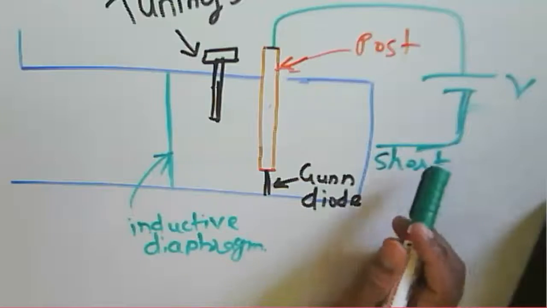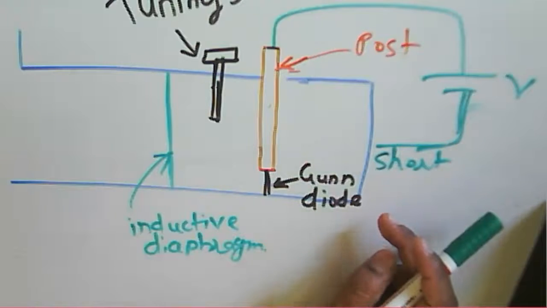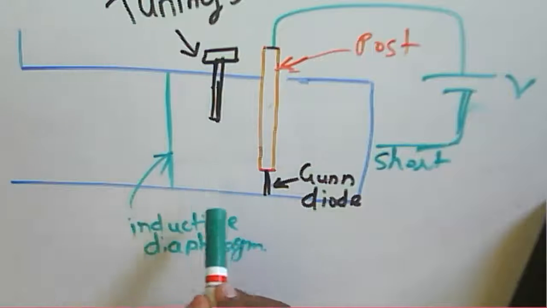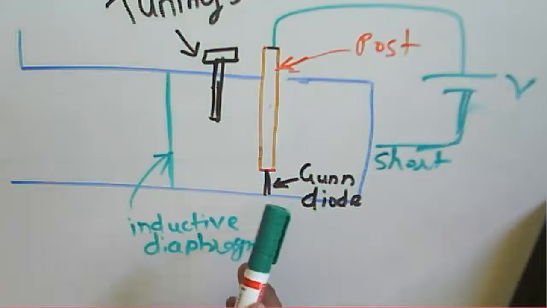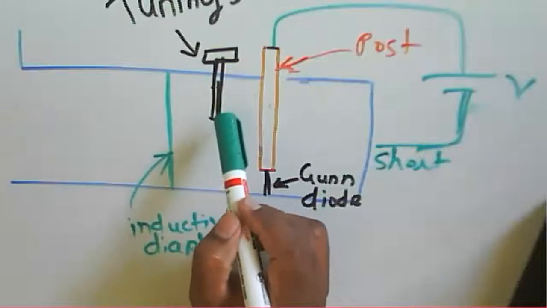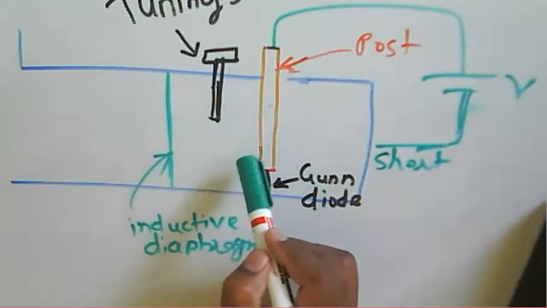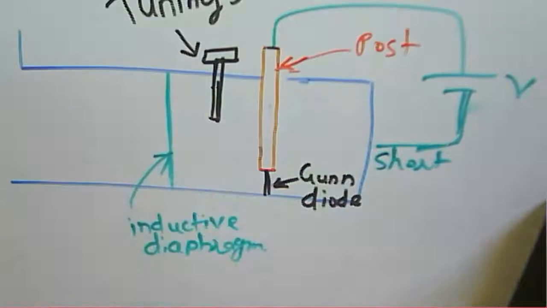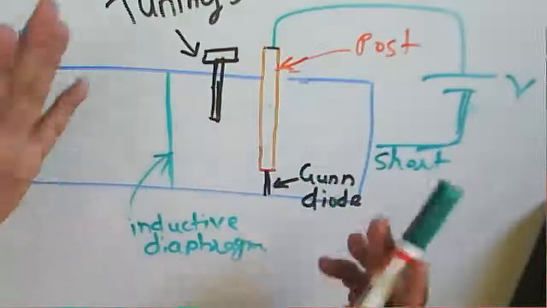So we move the short at the one end, and again we consider that there is an inductive opening. We consider that inductive diaphragm there, and that inductive opening is located in between the waveguide and the cavity. Again there will be a tuning screw, and that tuning screw is used to provide fine tuning for the resonant cavity, so that we can find out what the resonant frequency for this cavity will be.